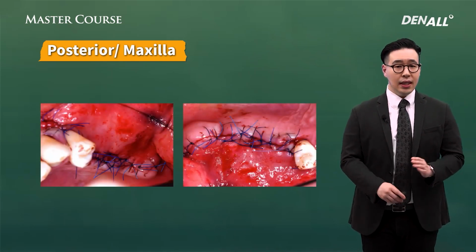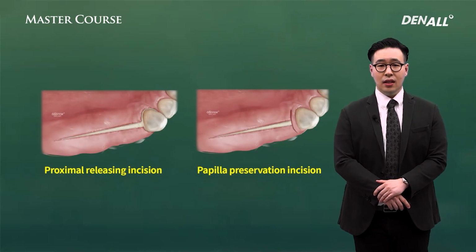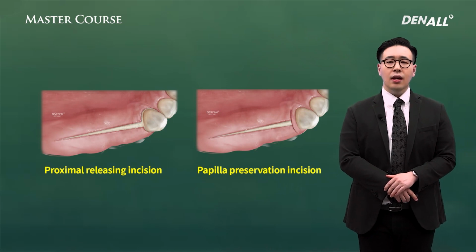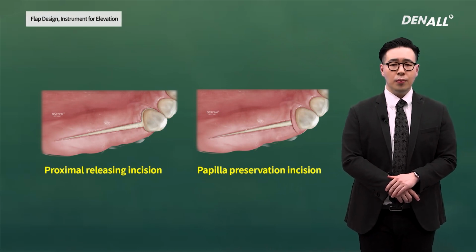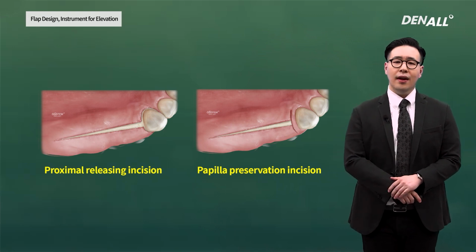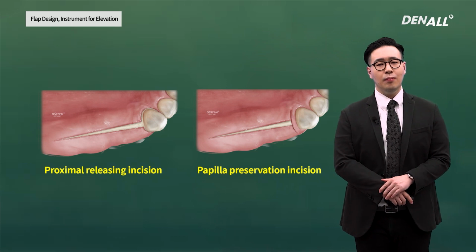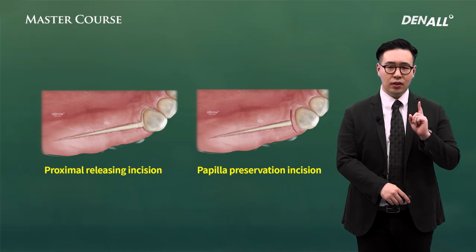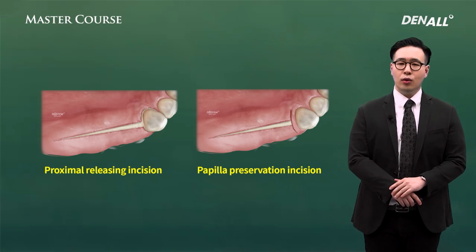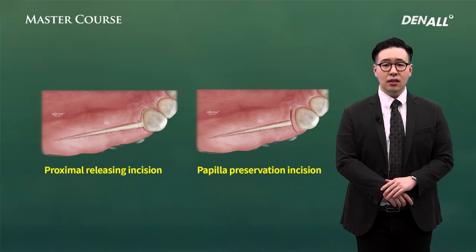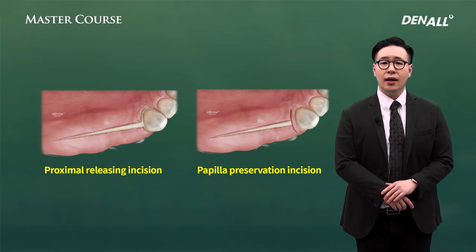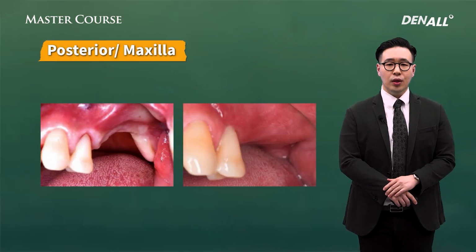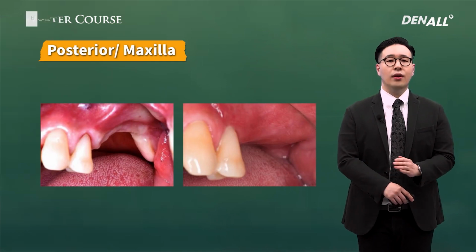Suture was done. Instead of proximal releasing incision, as shown on the right, if I had done papilla preservation incision, during flap closure on the papilla side, primary closure would have been very difficult, and flap dehiscence as well as infection might have occurred from there. You need to consider that there can be a little bit of gingival recession in adjacent teeth, and you need to consider pros and cons of GBR success rate and decide on flap design. This is after healing. Compared to before surgery, satisfactory bone augmentation has occurred.